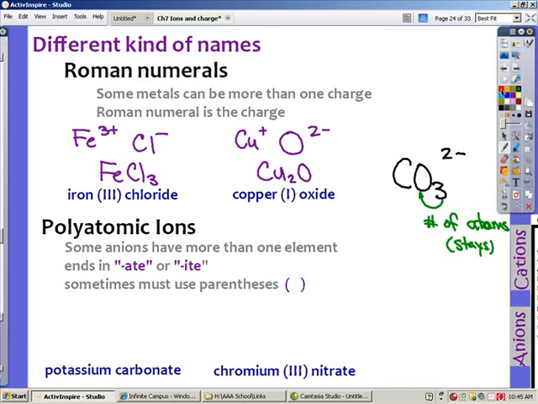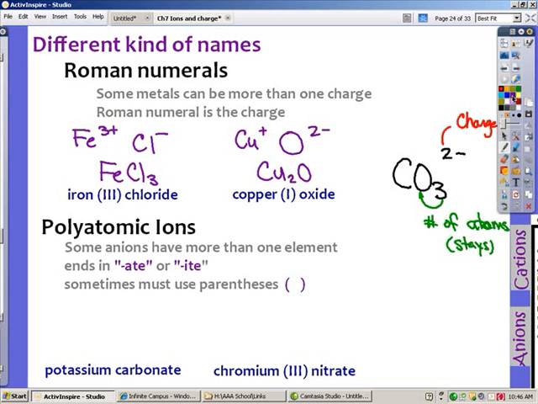And then the number that's superscripted up here, this number here, is the charge. And the charge is what we need to balance out. We need to do our crisscross with, right? And in the end, it'll go away because we're going to balance it out.